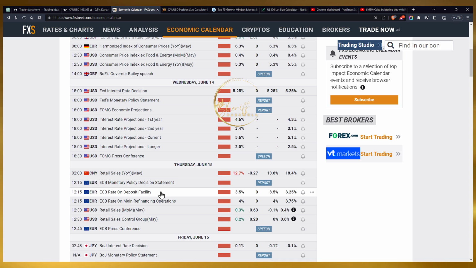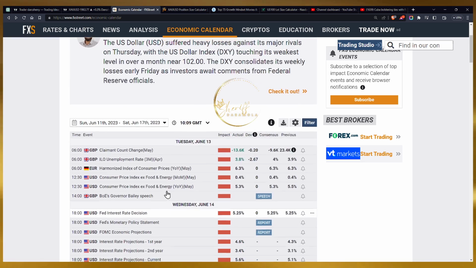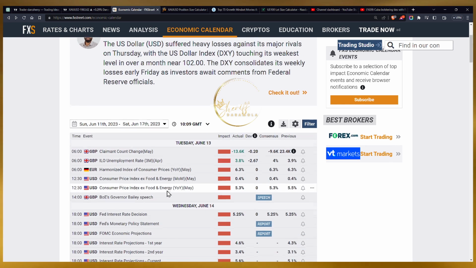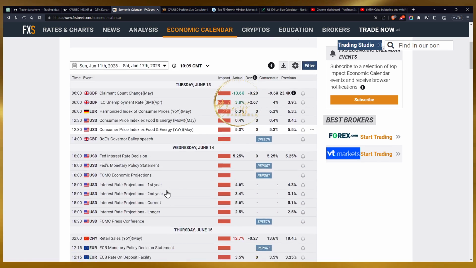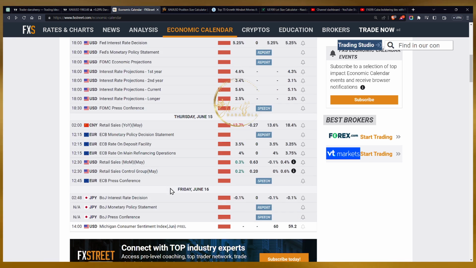So coming from the back of the retail sales data, which came in yesterday positive, we saw how the US dollar suffered heavy losses against its major rivals on Thursday. And I think this morning we're beginning to see some traction in that regard as regards the US dollar. So we are going to be looking at that one too as well.